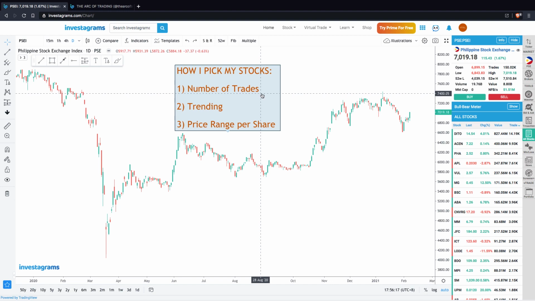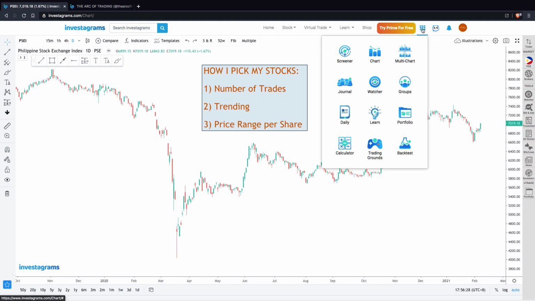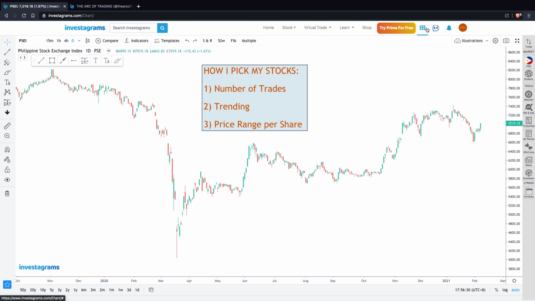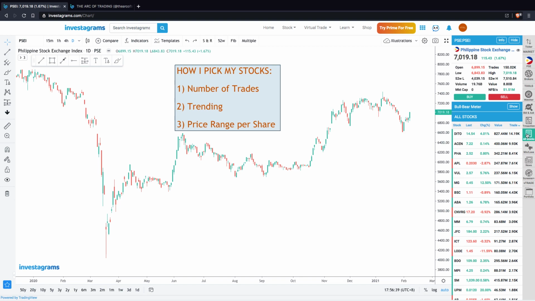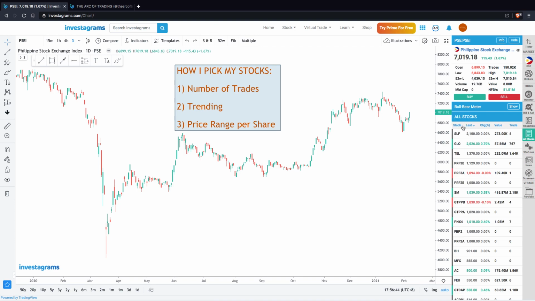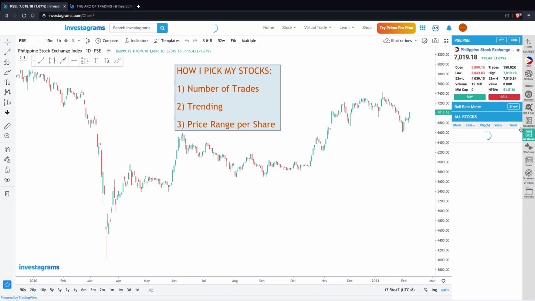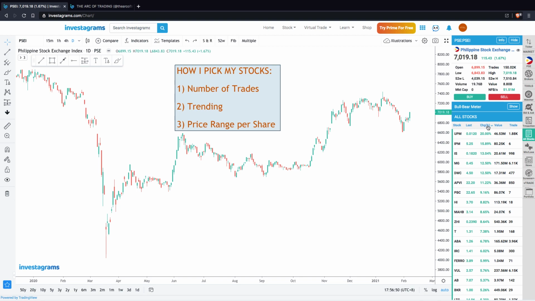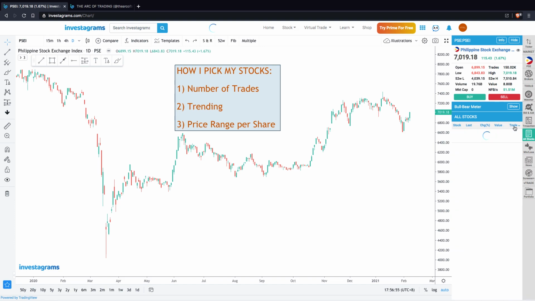First thing that I remind myself when I'm looking at a stock is the number of trades. So how do I do this? I go here on my all stocks. If you load up your chart from up here, if you click that chart button right there, you should be able to see this tab on the side. And when you click all stocks on the side, you could organize or sort these stocks by the stock name, the last price, the percentage gain or change on that day, the value of all the trades, and this one, the number of trades that it has for the day.